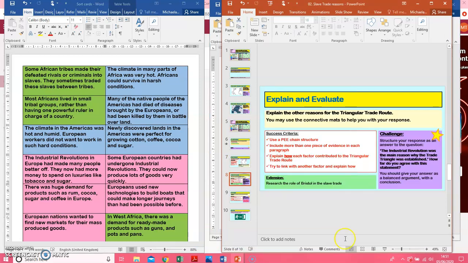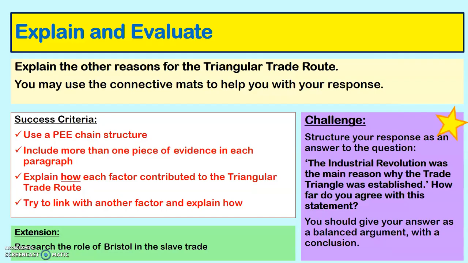So remember, your question is to explain why the triangular trade route was established, and your success criteria is here. I've linked some connectives that you can use to help you with some really good ways of using vocabulary to talk about that, but you can also use your sort cards that you colour-coded last time.